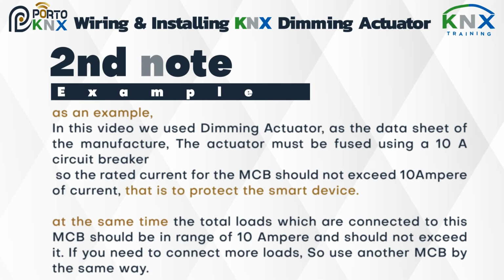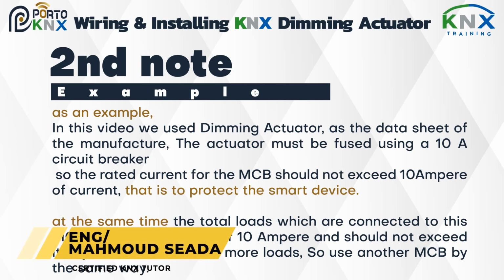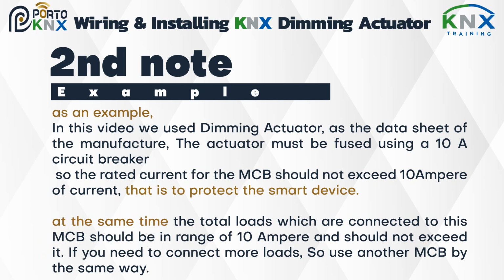As an example, in this video we used dimming actuator. As the data sheet of the manufacturer, the actuator must be fused using a 10A circuit breaker. So the rated current for the MCB should not exceed 10 ampere of current, that is to protect the smart device. At the same time, the total loads which are connected to this MCB should be in range of 10 ampere and should not exceed it. If you need to connect more loads, so use another MCB by the same way.